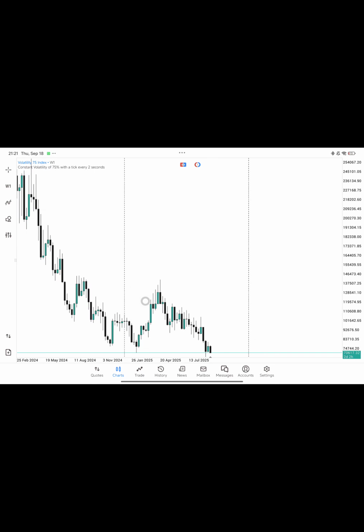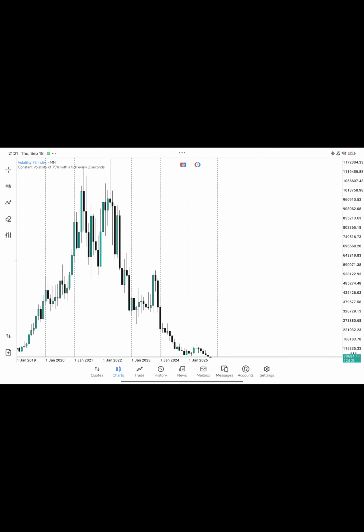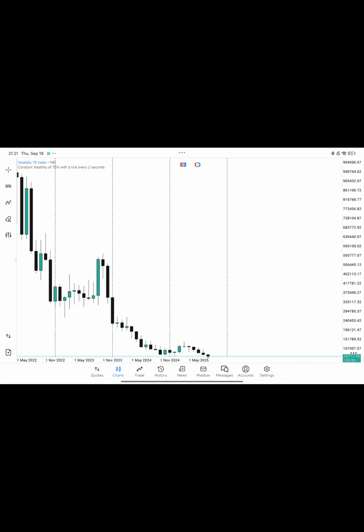So sometimes, to be more certain about the shift in market structure, especially on the bigger time frame, consult a higher time frame. It gives a clearer narrative of the market. So let's look at the monthly time frame and really confirm if the market actually did break any structure.